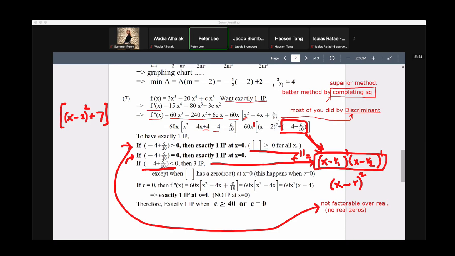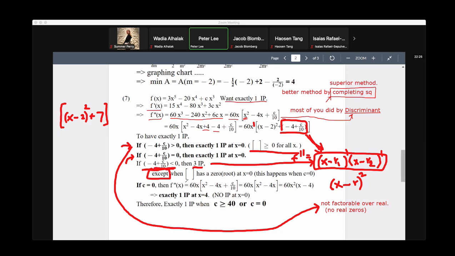Does everybody get this? If minus 4 plus c over 10 is less than 0, we get 3 inflection points, because you have this one is 0, and then r1 and r2. Because there's something squared minus a number, minus 7 or something, then we can factor this. So we get 2 zeros here. So we get 1, 2, 3 inflection points. However, there's an exception.